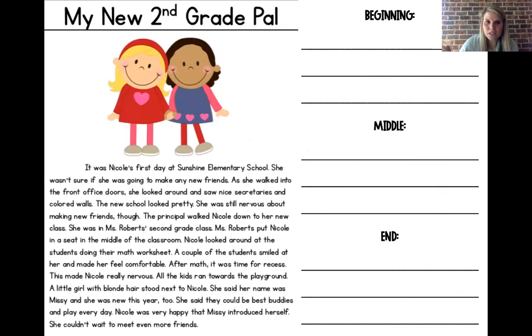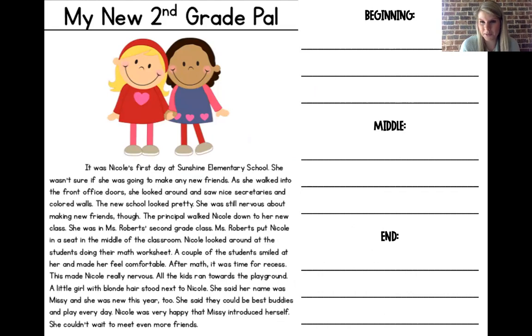All right. So let's see if we can identify together the characters and the setting of this story. So our main character is a girl named Nicole, and it's her first day at school. So Nicole is our main character, and then later on we meet her teacher, Miss Roberts, and a friend named Missy. But Nicole is our main character here. Our setting, or where the story takes place, is Sunshine Elementary School.